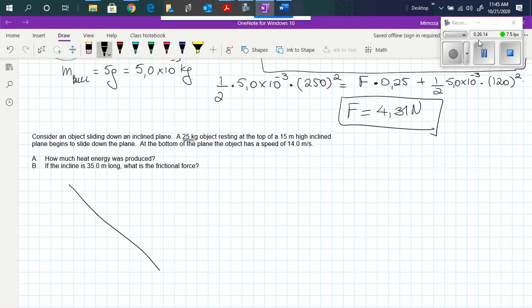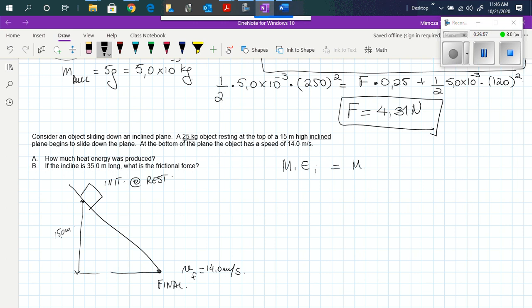So now we have this as a situational diagram. You have the incline, and an object that starts initially at rest. It is at 15 meters height. And then as it is sliding down, at the bottom here, final, it is reaching a velocity of 14 meters per second.